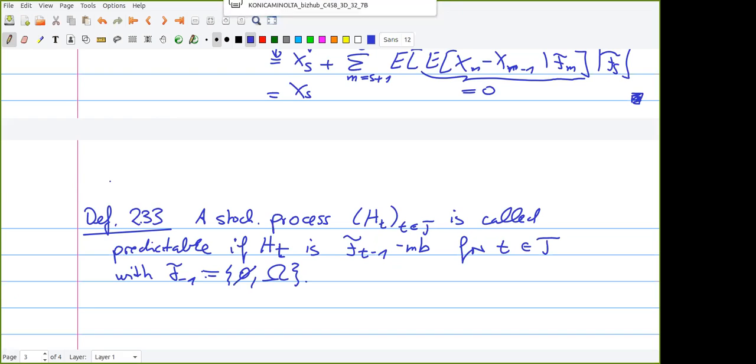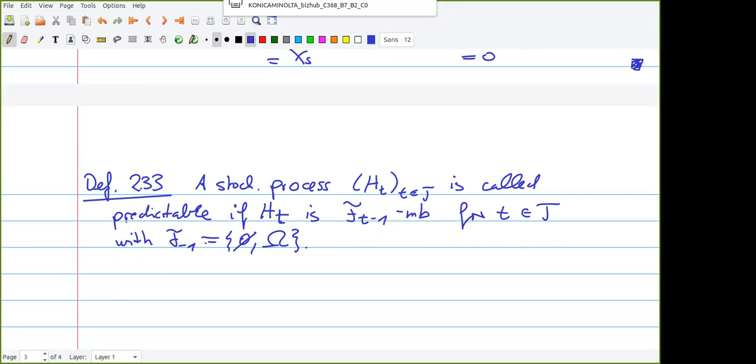Let me not further comment on predictable processes, but in the end of the lecture and starting from next week, it will become very clear why this is actually a natural notion. Now the decomposition I was heading to.